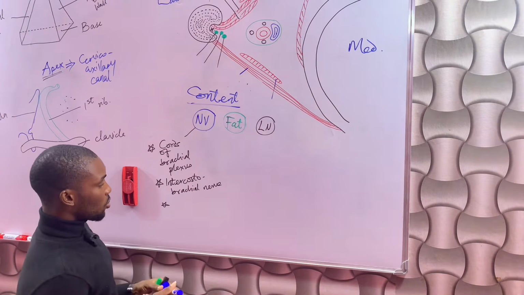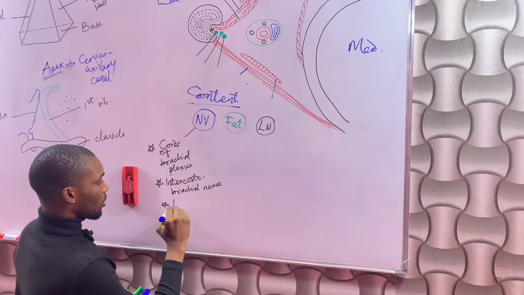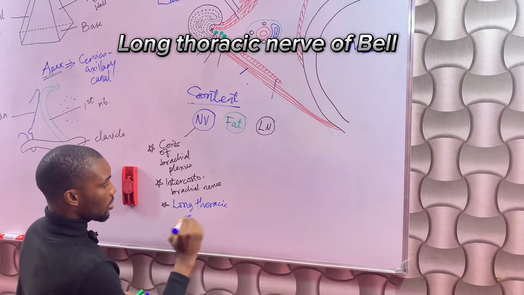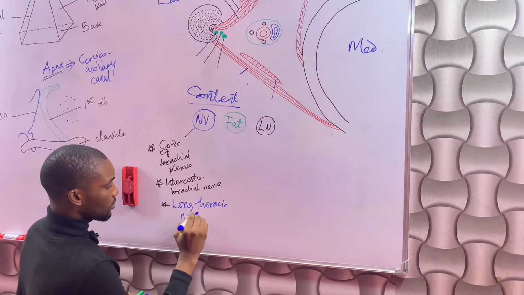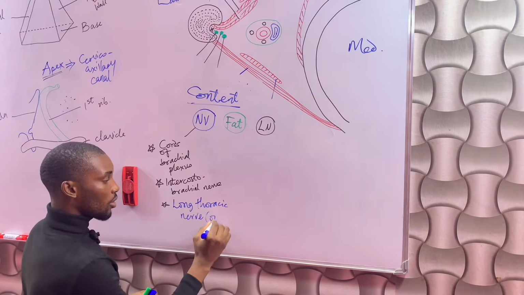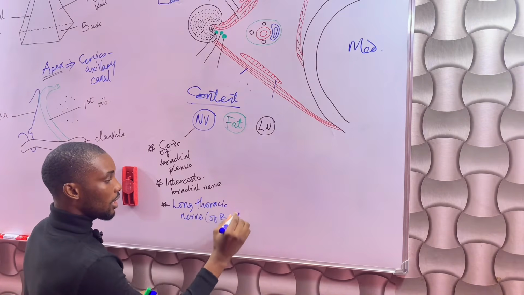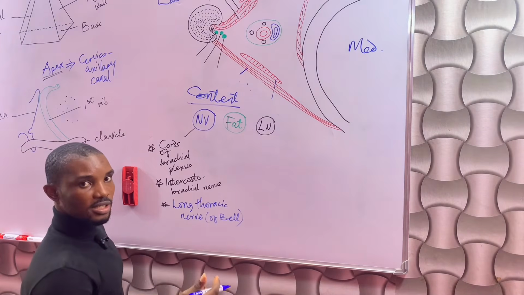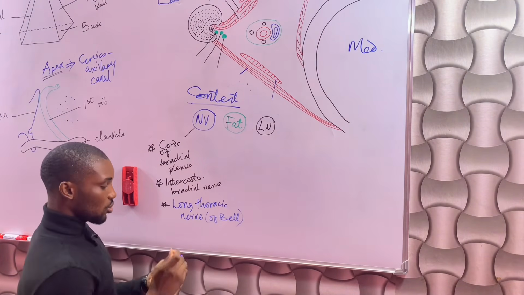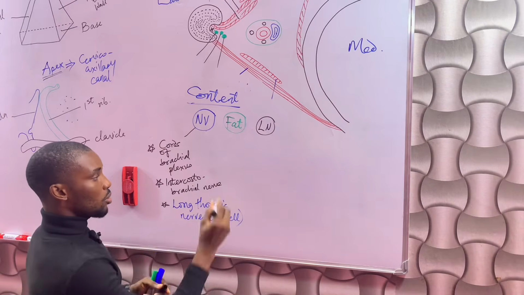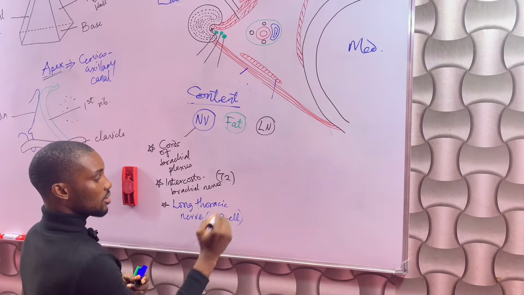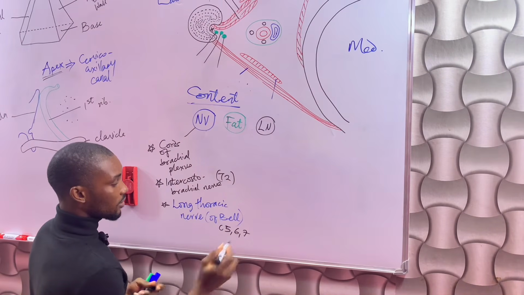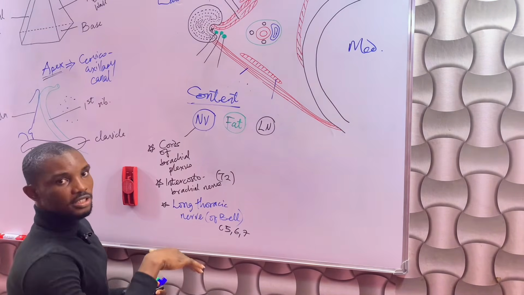And then the third one we have is the long thoracic nerve of Bell. It has the root values C5, C6, C7. For this other one, it is T2, but we'll study it when we study the brachial plexus. T2, this other one is C5, 6, 7. Now we've covered the nerves.